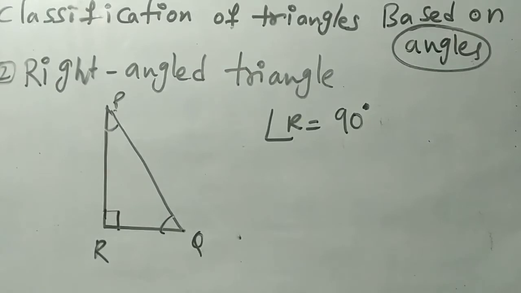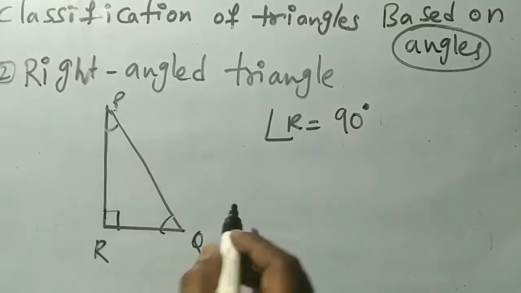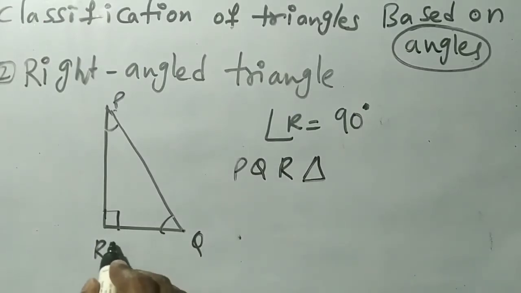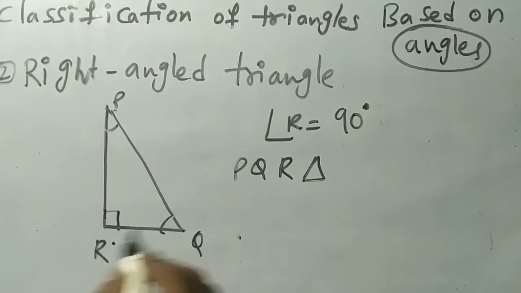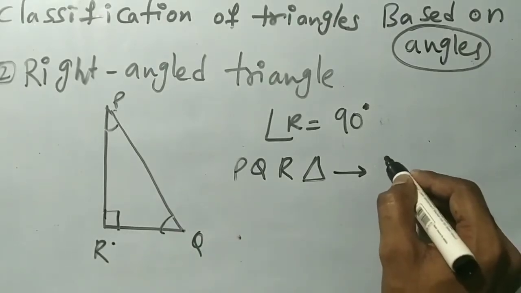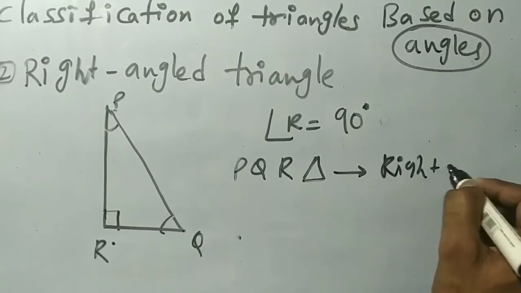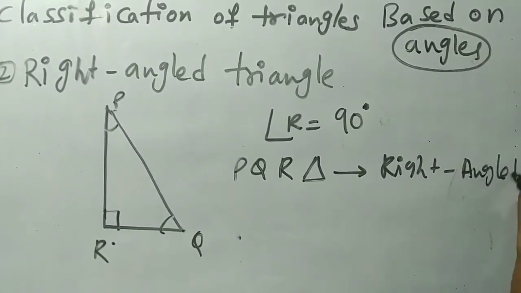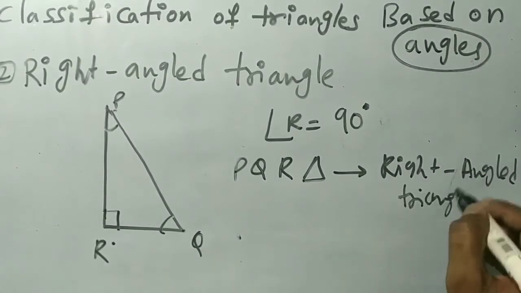The second one is the right angle triangle. A triangle in which any one of the angles is 90 degrees is said to be a right angle triangle. That is, PQR is a triangle in which R is a right angle, that is, exactly equal to 90 degrees. Then it is a right angle triangle.